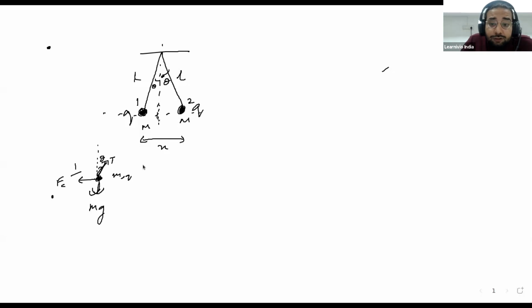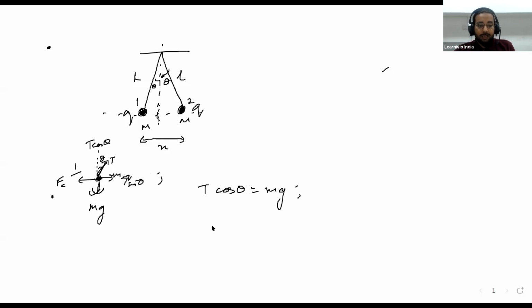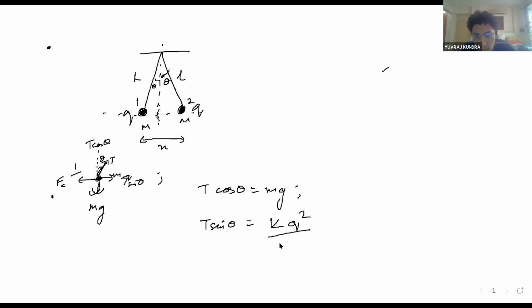Now, all one needs to do is just resolve things. So you have T cos theta up here, and this is T sine theta. For equilibrium, you have T cos theta equal to mg, and the Coulomb force, which is T sine theta, which is just k q squared over x squared.